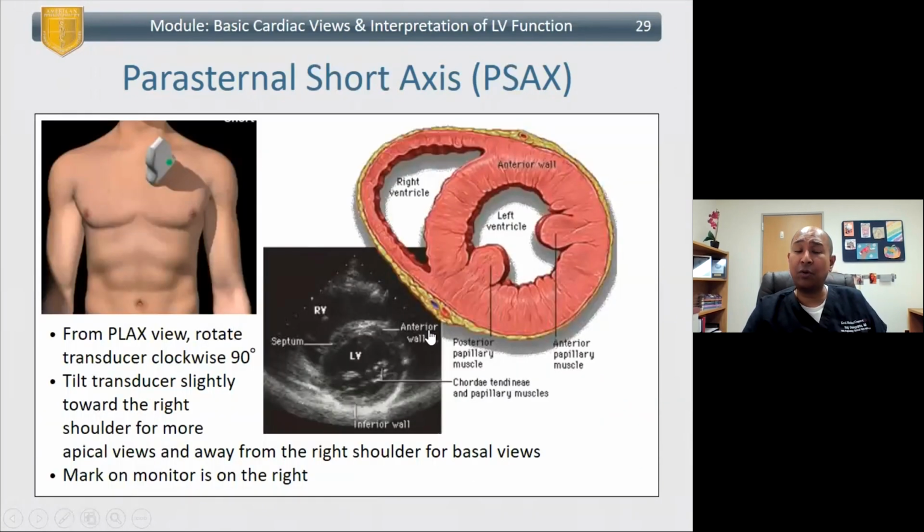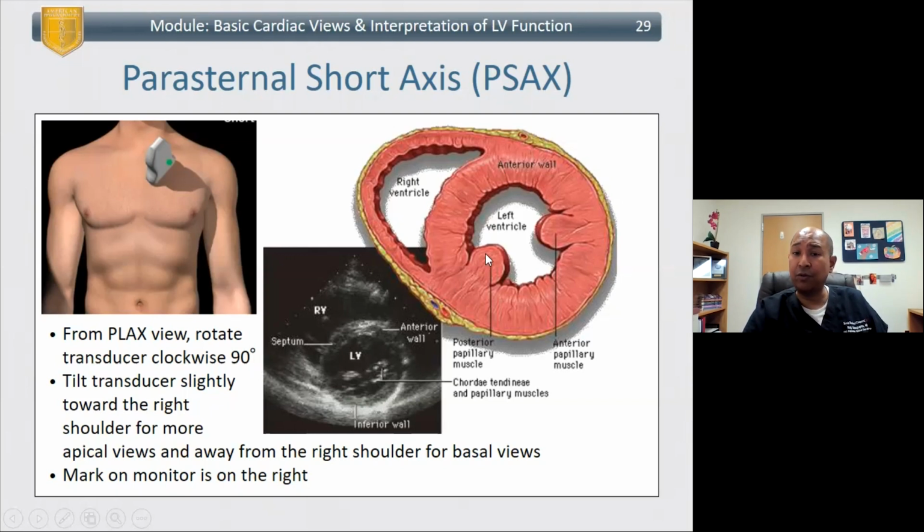So since you are already at the parasternal long axis view, what you should do is rotate. And that's why I put right here, rotate your probe. You're not going to move it. You're going to rotate it now. When you look at the notch, the dot, it's going to be pointed where? To the left shoulder. And when you rotate the probe 90 degrees, you'll get this cartoon view over here.